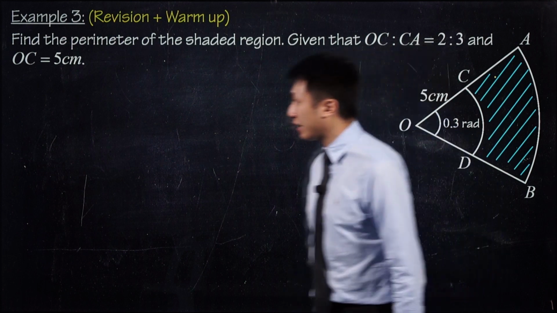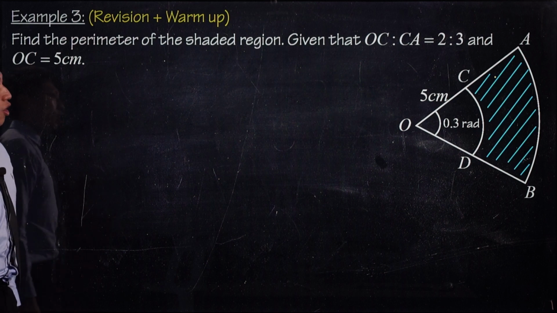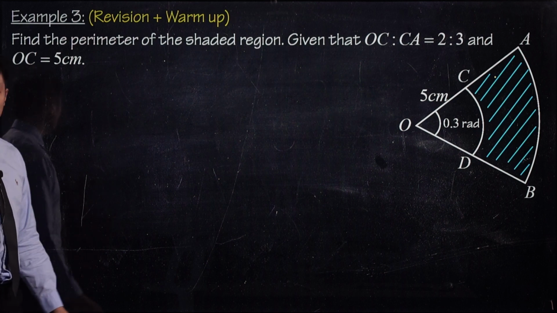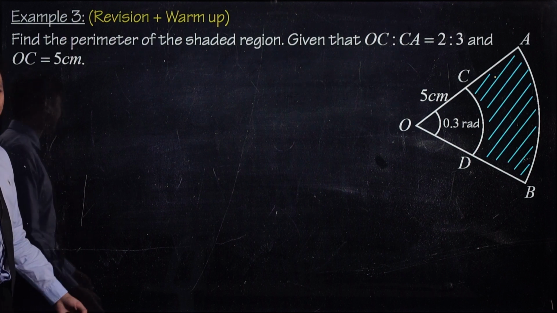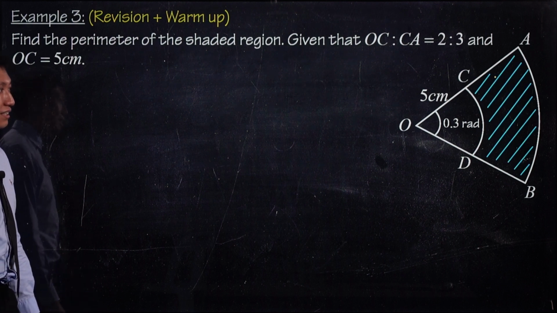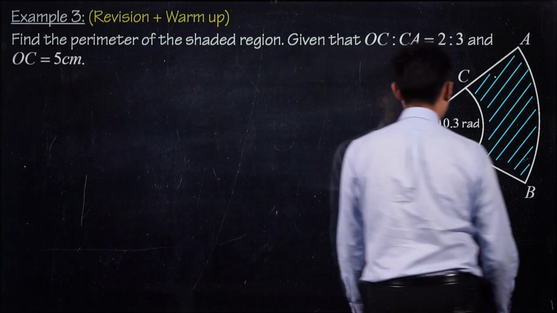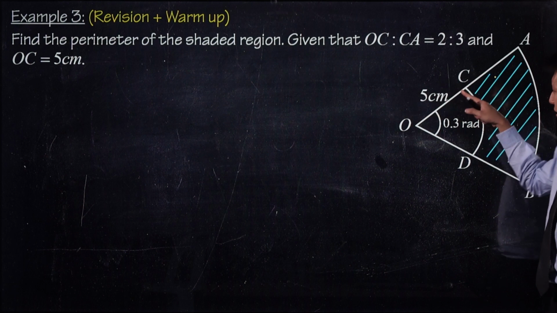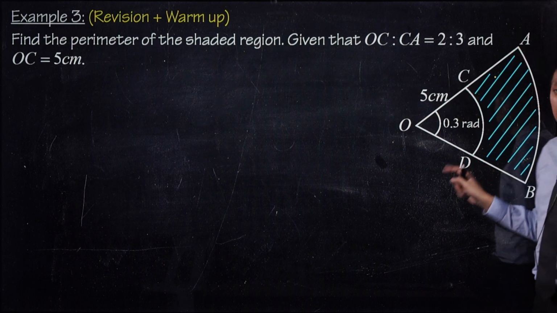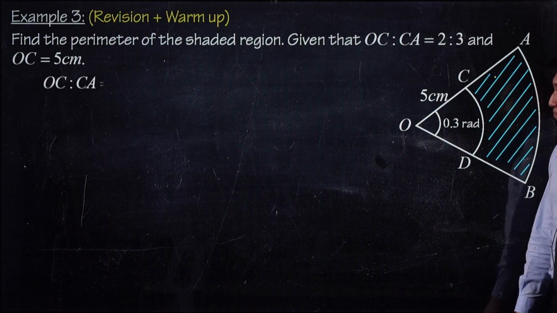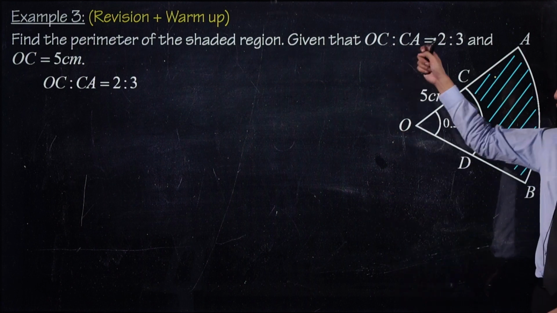Let's see what's happening here. Find the perimeter of the shaded region given that OC to CA is in a 2:3 ratio and OC is 5 cm. Why do we need that? Let's see. Now what we need to do is find the perimeter, right? You want to find this one, this one, this one, and this one. OC to CA, this is what you get.